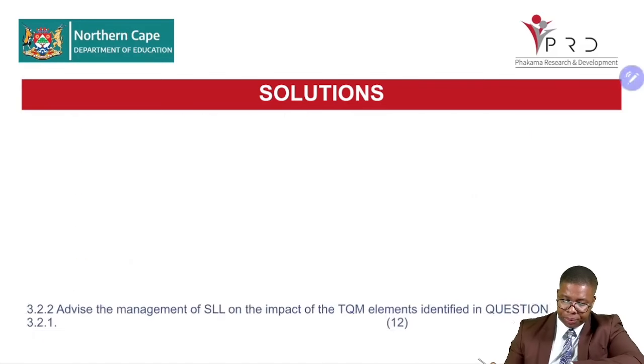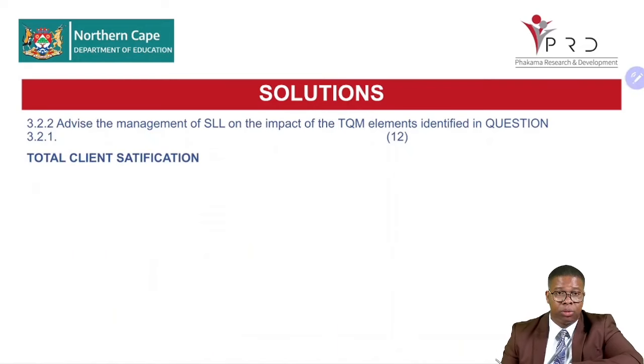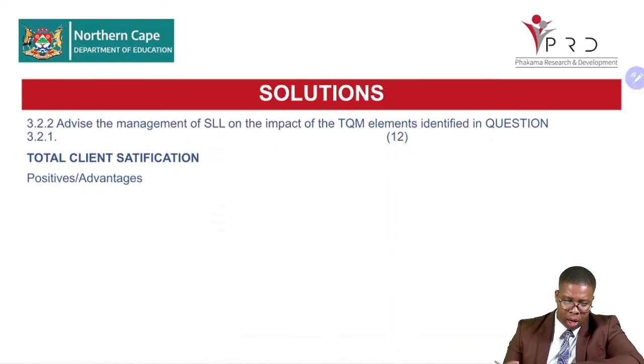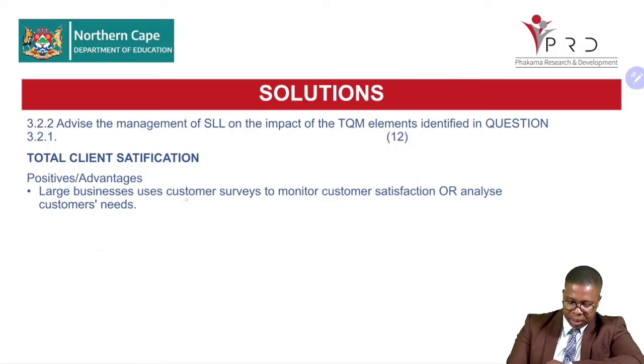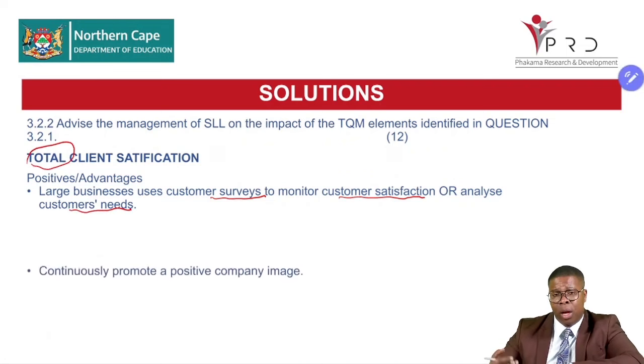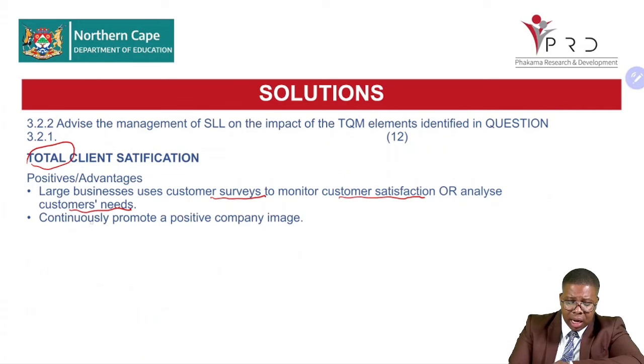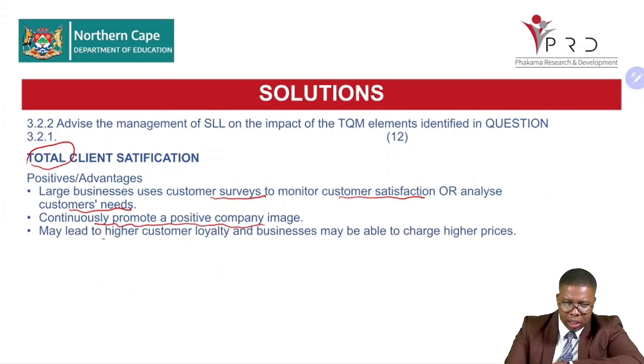Then as we proceed, we look into advising now on the other TQM element, which is total client satisfaction. What is the advantage? Large businesses use customer service to monitor customer satisfaction or analyze customer needs. So for the business to ensure total client satisfaction, they need to forever ask whether the customers are happy or not. And then this allows the business to continuously promote a positive company image, and it may lead to higher customer loyalty, and businesses may be able to charge higher prices.